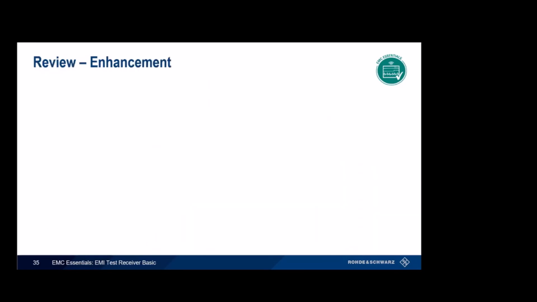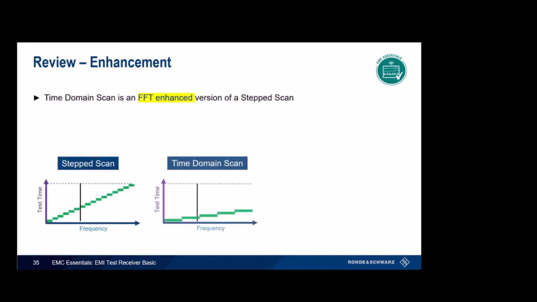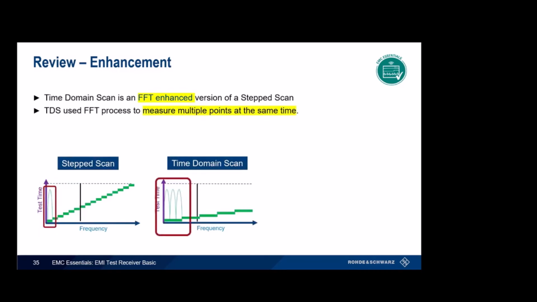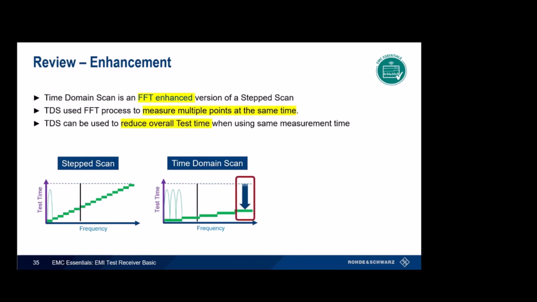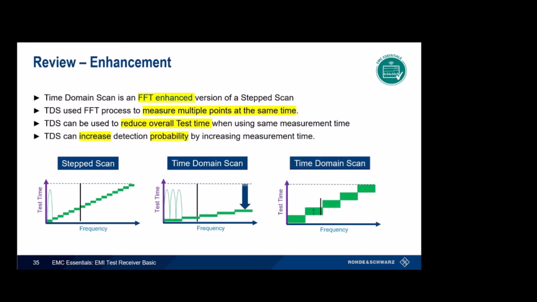So let's review what we covered in this section. Time domain scan is an FFT enhanced version of step scan. Time domain scans use an FFT process to measure multiple points at the same time. Time domain scan can be used to reduce overall test time when using the same measurement time. But time domain scan can also increase probability by increasing the measurement time per point.